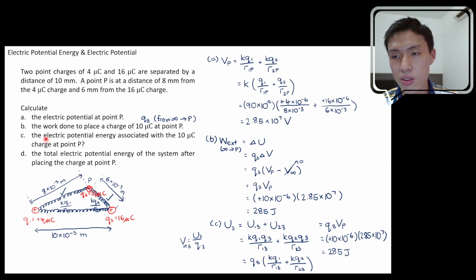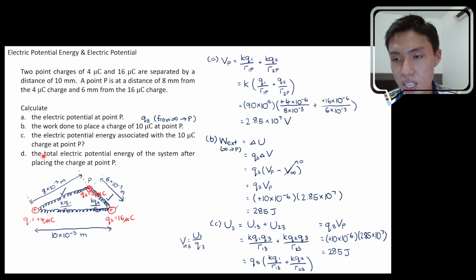Because we learned from class that electric potential energy is actually the work required to bring the charge, 10 microcoulomb, work. Okay, let's repeat it. Electric potential energy of 10 microcoulomb equals the work done to bring the 10 microcoulomb charge from infinity to the position of interest, which is P over here. So B and C are actually the same thing, because the definition of electric potential energy is the work done to bring the charge from infinity to that point. So B and C are essentially finding the same thing.